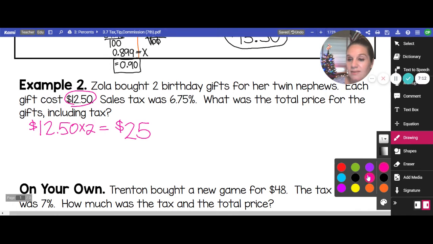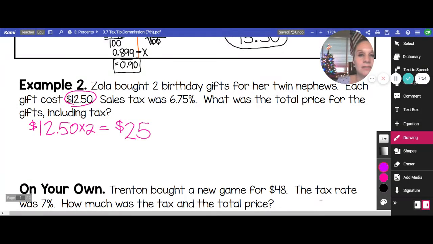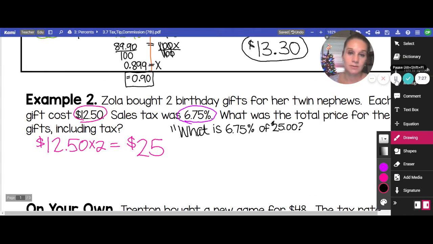Now it goes on to say that the sales tax was 6.75%. So we want to know what is 6.75% of 25. So I wrote that out. What is 6.75% of $25?